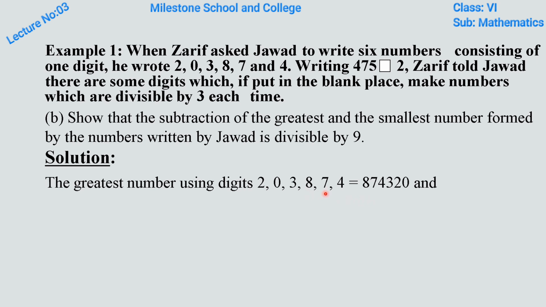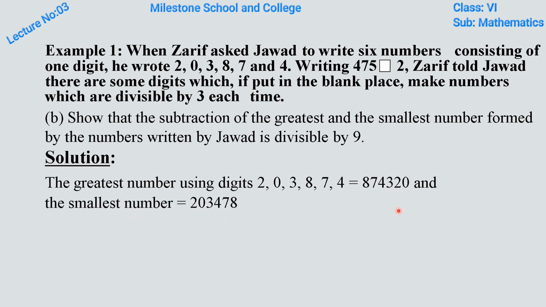After that 7, and after that 4, and after that 3, after that 2, and after that 0. So this is the greatest number we have made already, 8, 7, 4, 3, 2, 0.